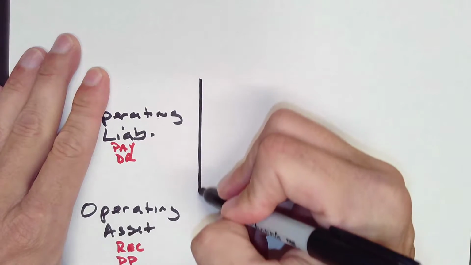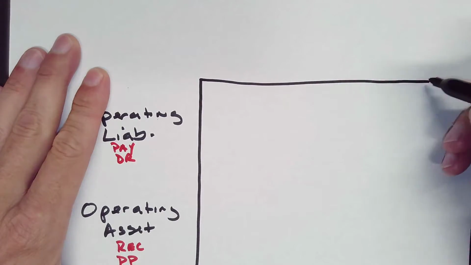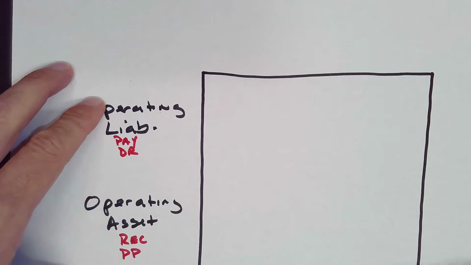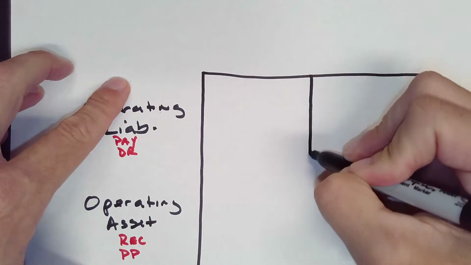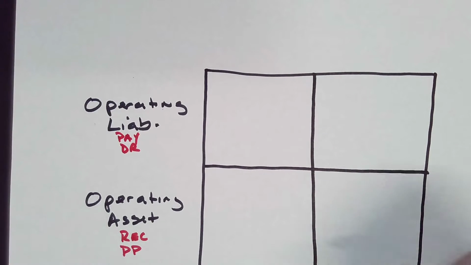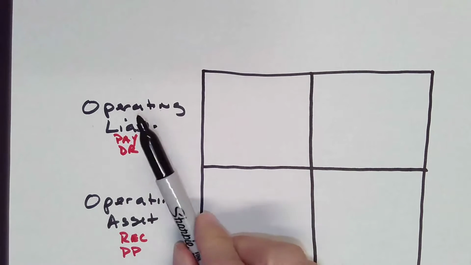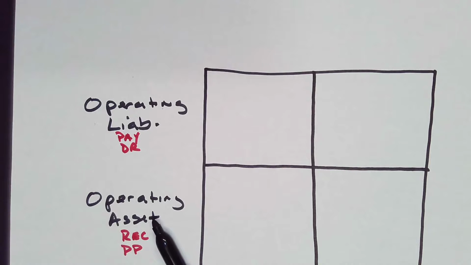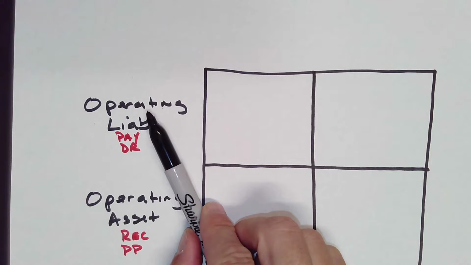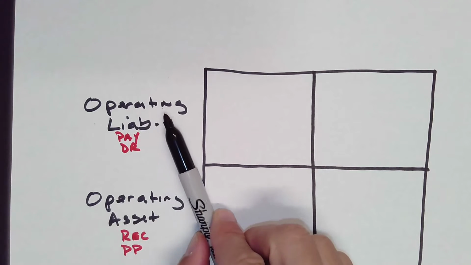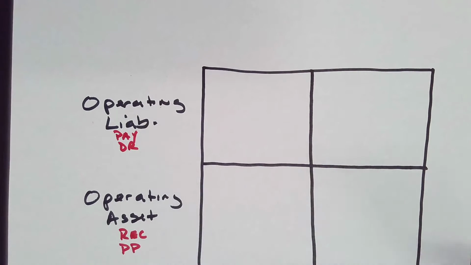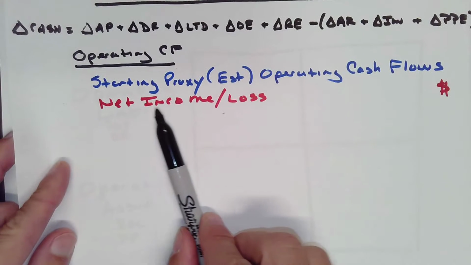So I'm a big fan of creating 2x2 schematics. And sometimes 2x3s. So when I look at the net change in an operating liability or operating asset, those net changes are going to have an influence on my proxy for cash flows, right? And my proxy for cash flows, again, is net income or loss.